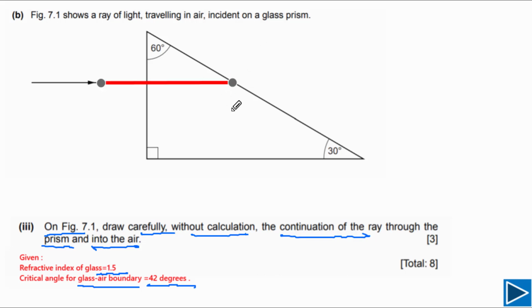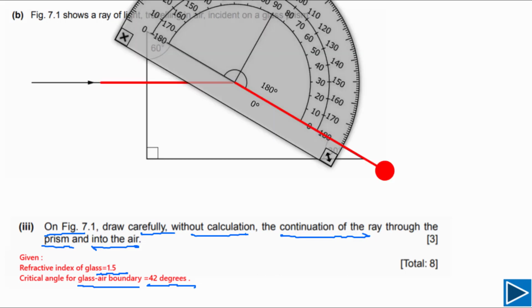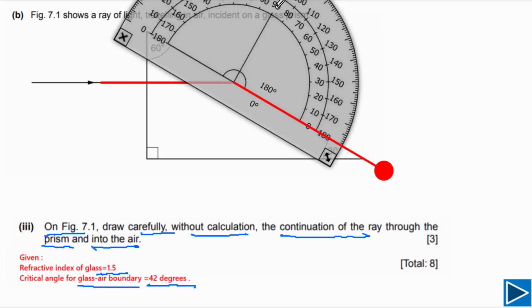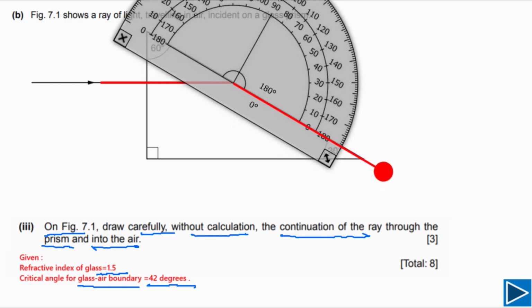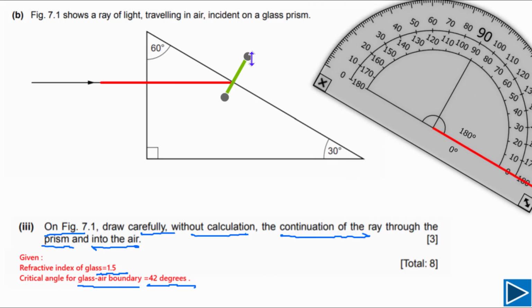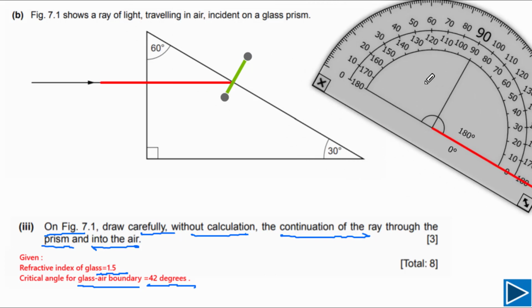Now at this point, this is a very important point, because the critical angle is 42 degrees. We need to draw the normal line, and then we need to find out the angle of incidence. So this is a very important point. So let's try to draw the normal at this surface. So this is our normal at this surface. We can adjust this a little. This is quite good. So this is our normal.